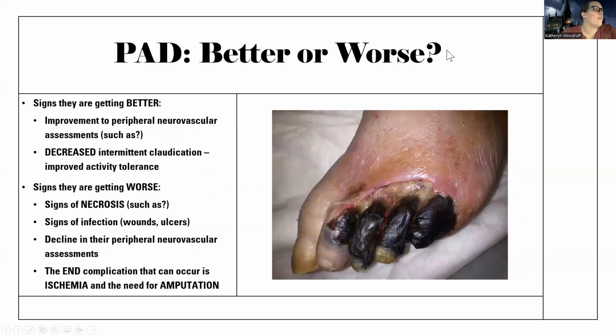So how do we know that it's getting better or worse? Signs that they're getting better are going to be that their peripheral neurovascular assessment is getting better. So you think of all your P's. So better color, better temperature, maybe more sensation or pain. And when I say more sensation, I don't mean that they're hurting, but that they maybe have better sensation, or they're able to feel things, that they have less of the numbness and tingling, or no numbness and tingling, that they're going to be able to move everything okay, have better pulses. I could go on, but you get the point.